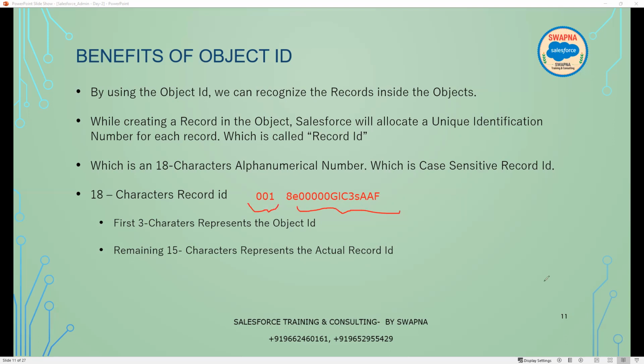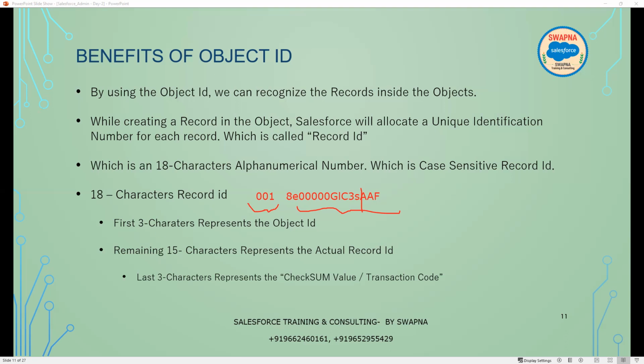In this actual record ID, what are the last three characters? Those last three characters are the checksum value or a transaction code.